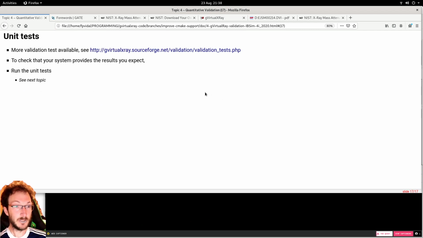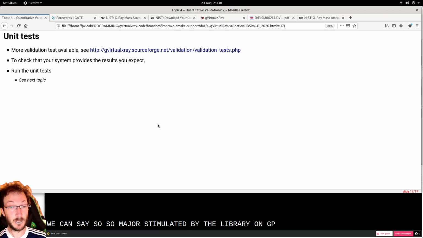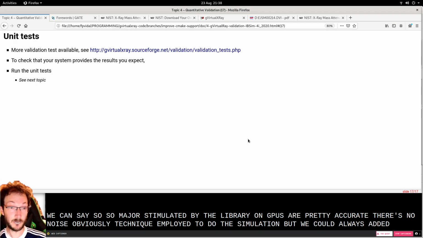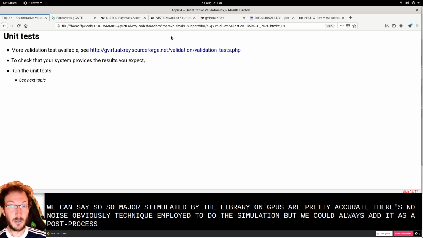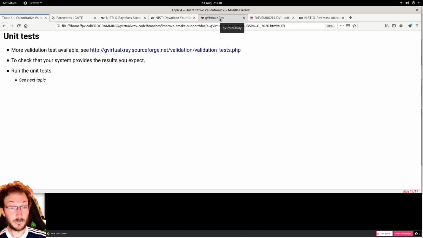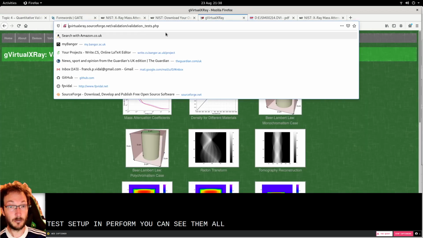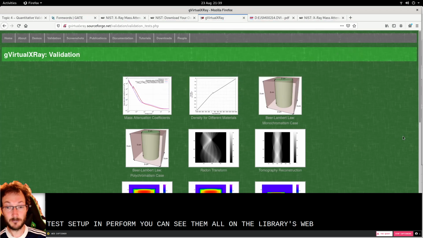So we can say that the images simulated by the library on GPUs are pretty accurate. There is no noise, obviously, due to the technique employed to do the simulation, but we could always add it as part of this process. There are more validation tests that have been performed. You can see them all on the library's website.